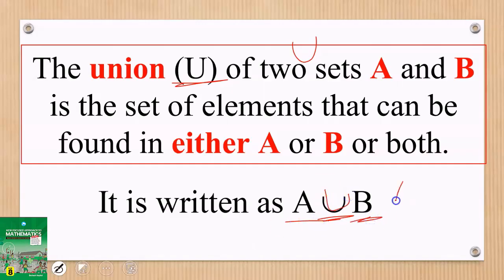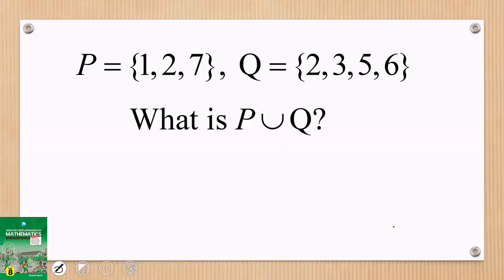And take note: for union, we don't write it as a plain U like this. It's not done. It is this symbol. Good. Now let's take an example.